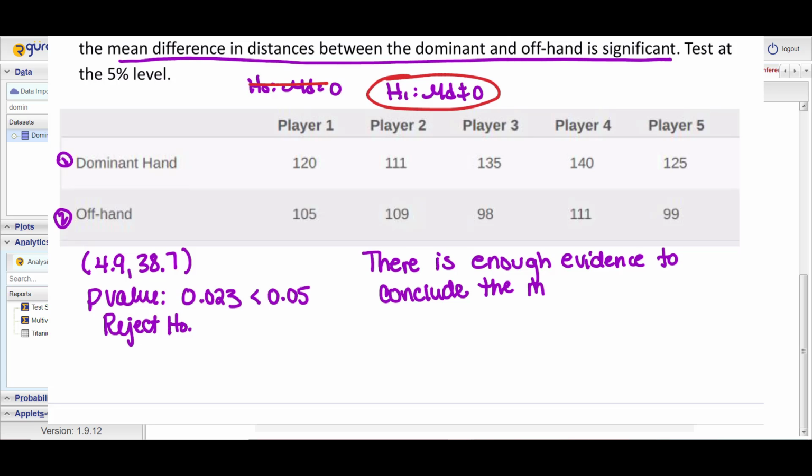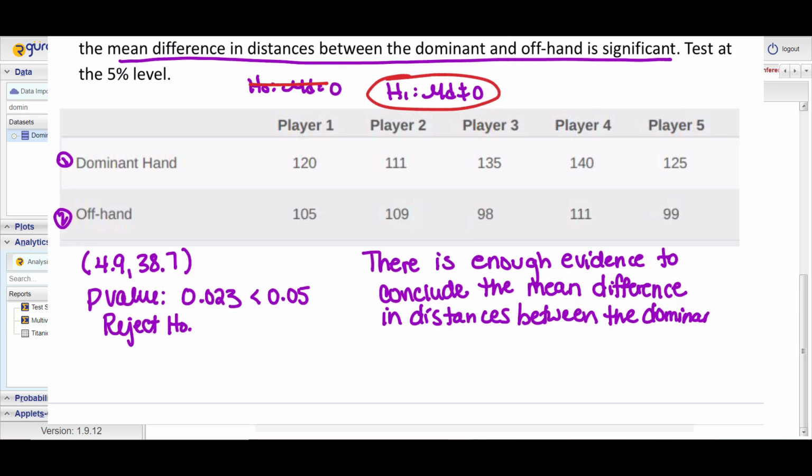the mean difference in distances between the dominant hand and offhand is significant. You could also say are different, because that's what we're concluding when we're agreeing with not equal to 0.